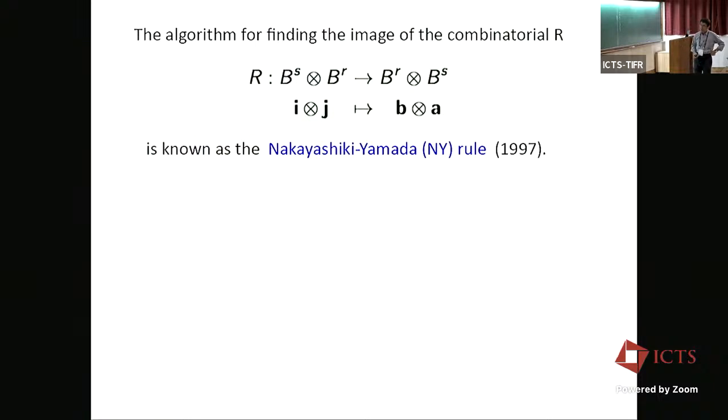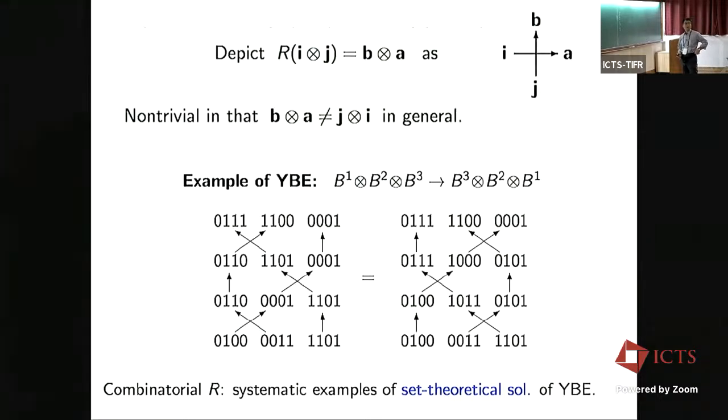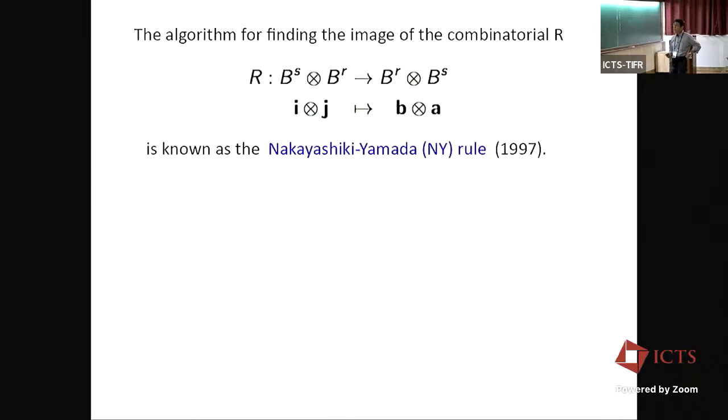So this map or image can in principle be determined by taking a q→0 limit of the quantum R matrix, but there is a very combinatorial and efficient rule, which I'm going to explain on the next page. So how to find the image given I and J? That is known as the Nakayashiki-Yamada rule.